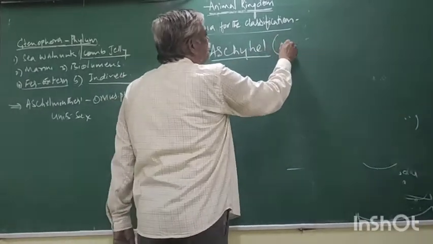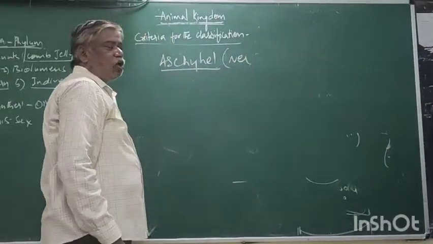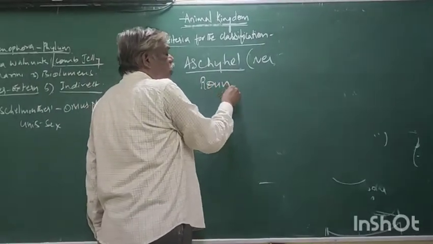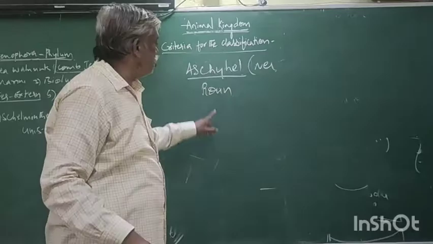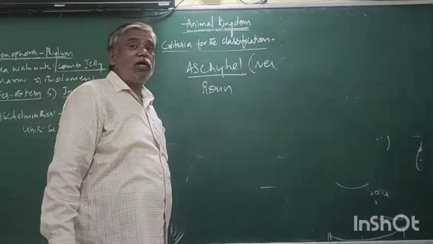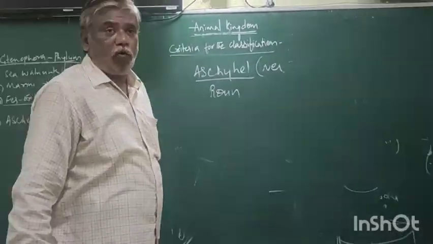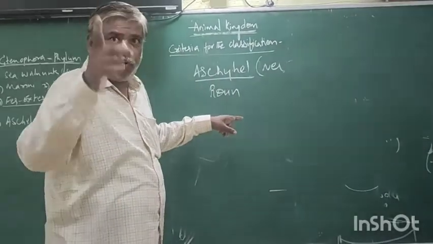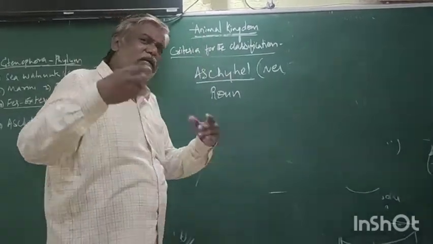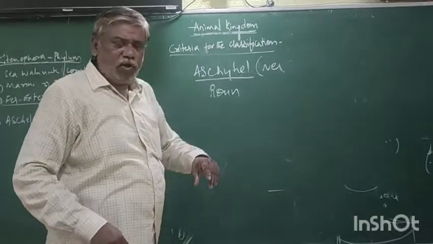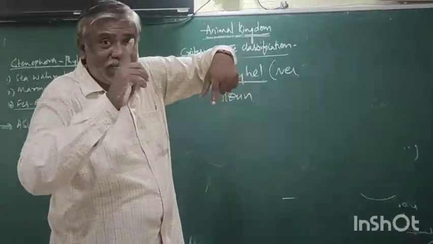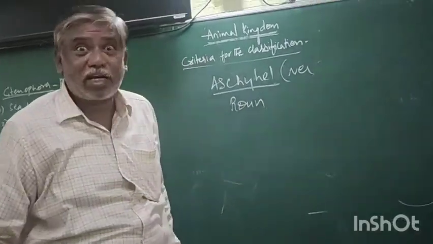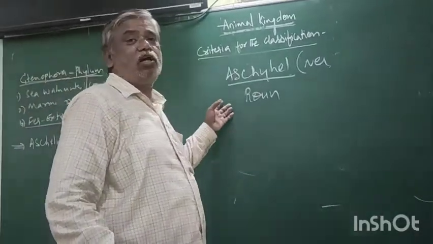Which is also called pneumatic. Why is this common name called roundworms? Platyhelminthes is called flatworm, this is called roundworm. Why are they called roundworms? When you take the transverse section of any animal of this phylum, the section is round. Hence, this is called roundworms.